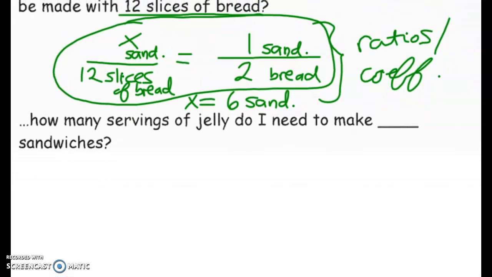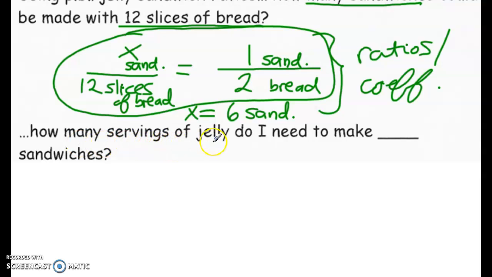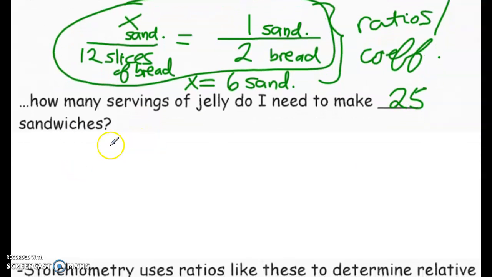Okay, so we're going to do another one here. How many servings of jelly do I need to make, let's say, 25 sandwiches? I'm making up a number. Okay, so let's set this up again. X is my jelly. Underneath, what I have is 25 sandwiches.